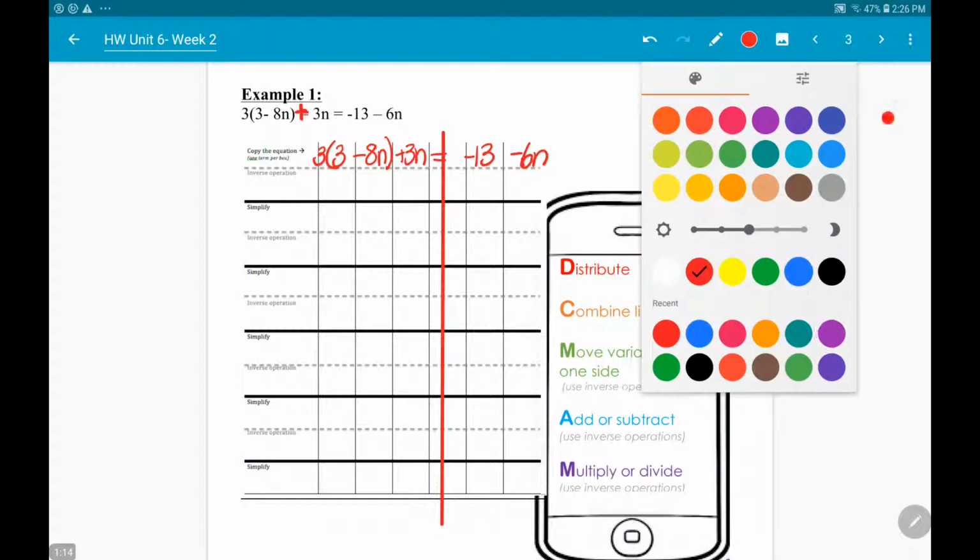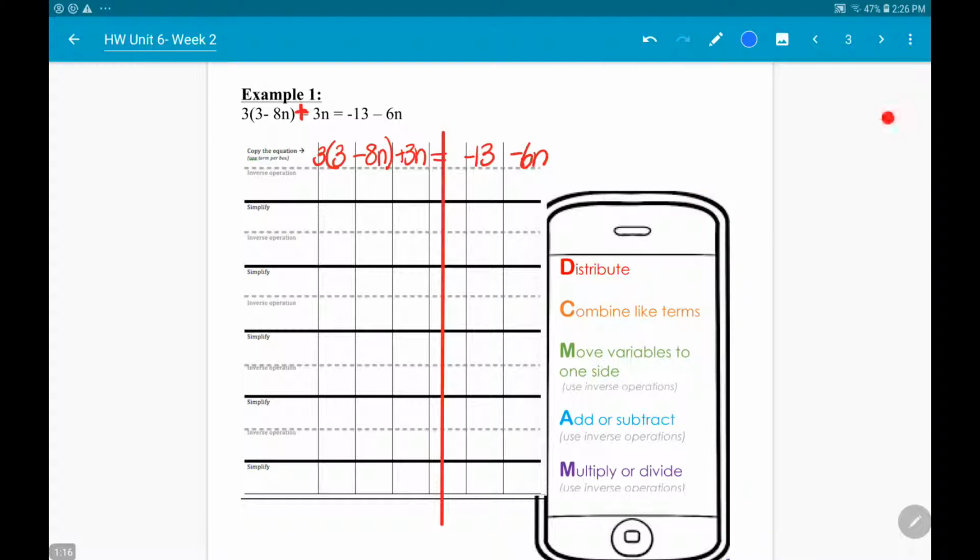Alright, so let's take a look at step number 1. Step number 1 is to distribute. Do I see parentheses? Yes. So that means I'm going to distribute. Remember, when we distribute, my 3 goes with the 3. And then my 3 goes with the negative 8n.